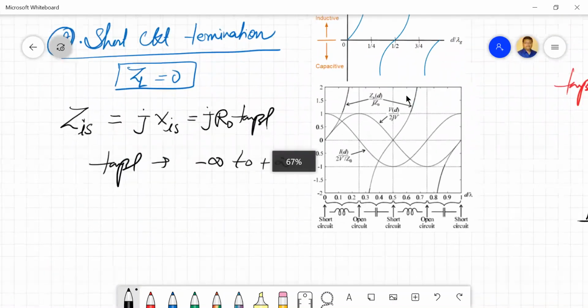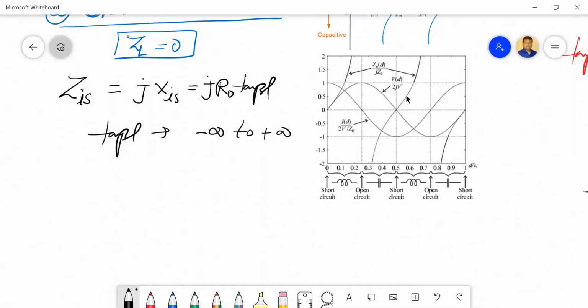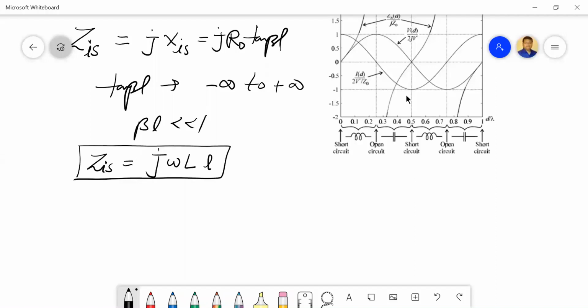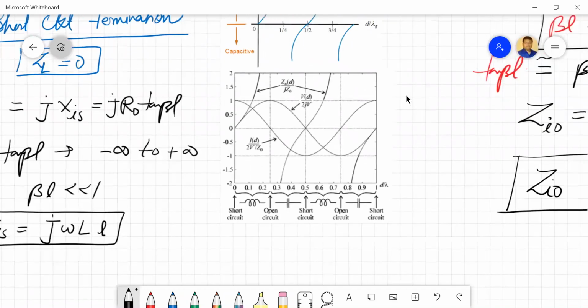So it means that this transmission line, based on its electrical length, would be capacitive or inductive. In a similar way, you can perform the same analysis. Let's say βL is much less than 1. In that case, you will get Zis equal to jωL, which is purely inductive. It means below lambda by 4, the short circuit terminated lossless transmission line will provide inductive behavior, and above that, you will get capacitive.